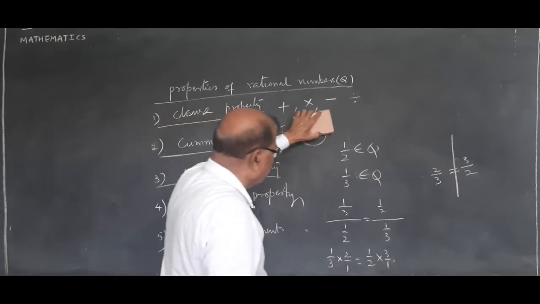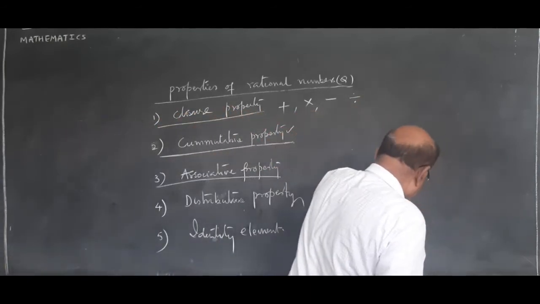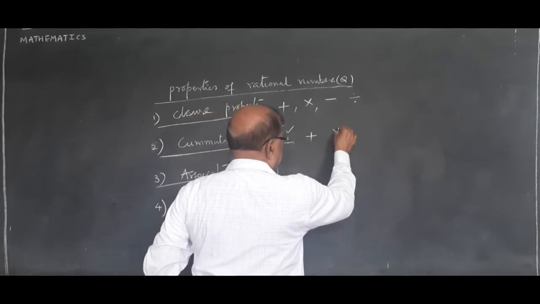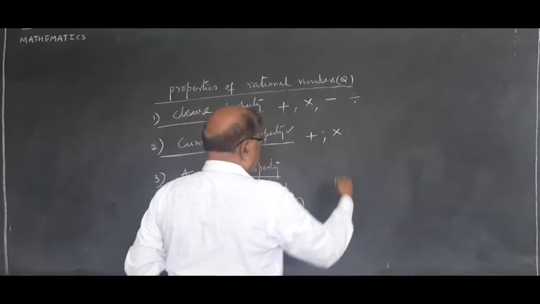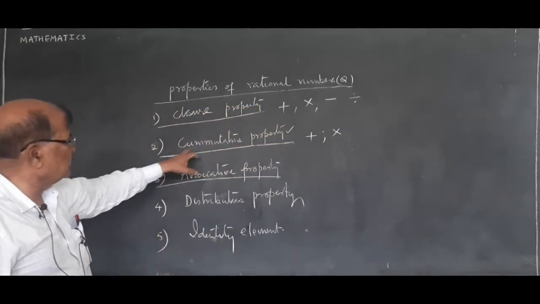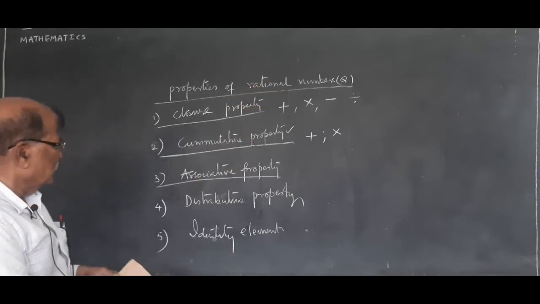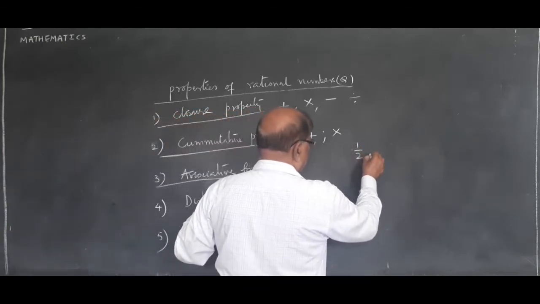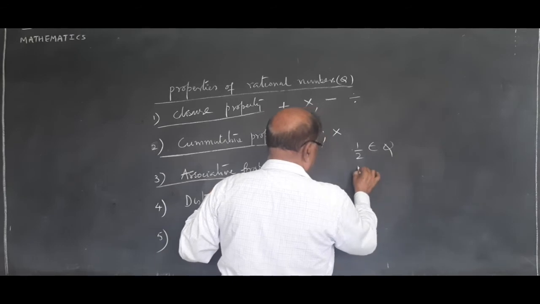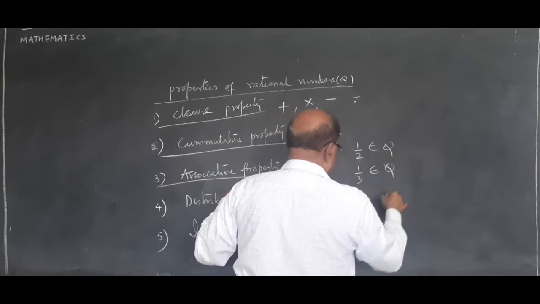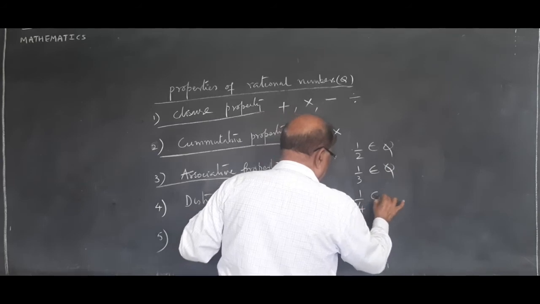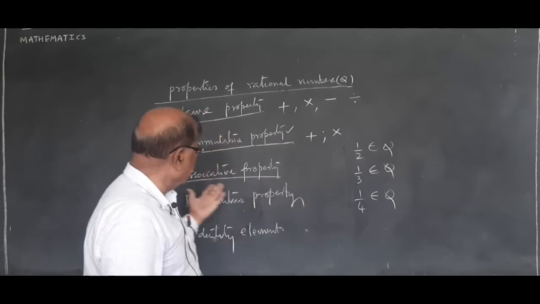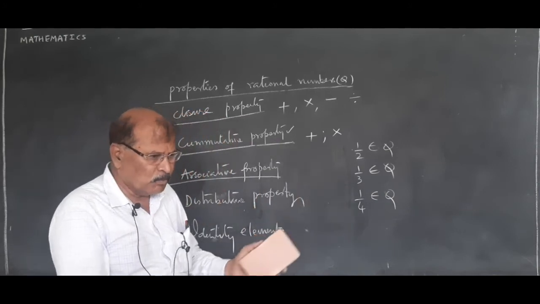So in commutative property, what are the operations that hold? Only addition and multiplication. So subtraction and division do not hold in rational numbers. So associative property. Let us see. 1 by 2 belongs to Q, 1 by 3 belongs to Q, 1 by 4 belongs to Q. So these are all rational numbers. Now let us see associative. Associative means putting together.